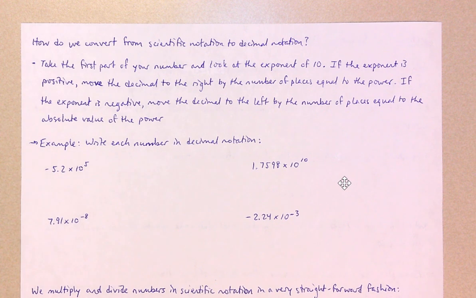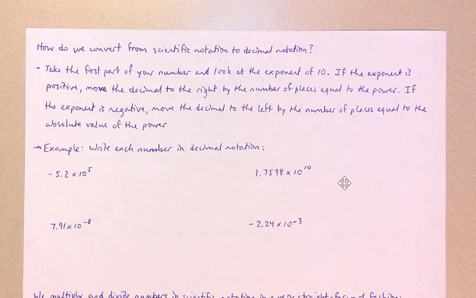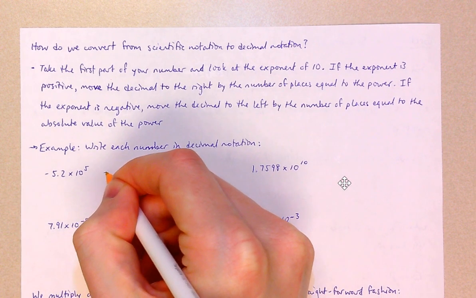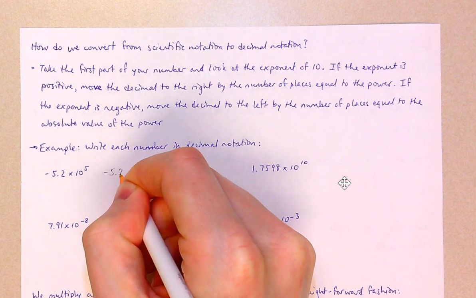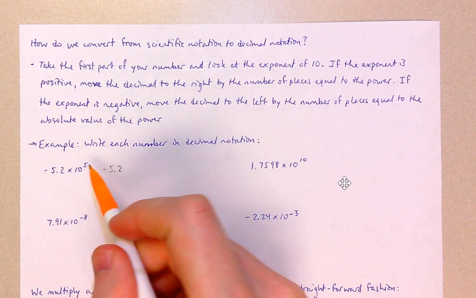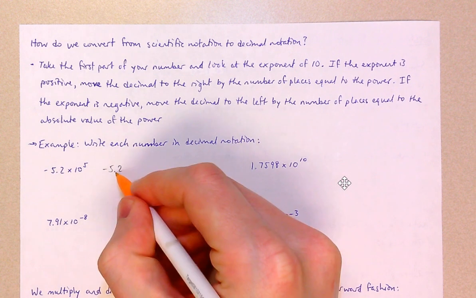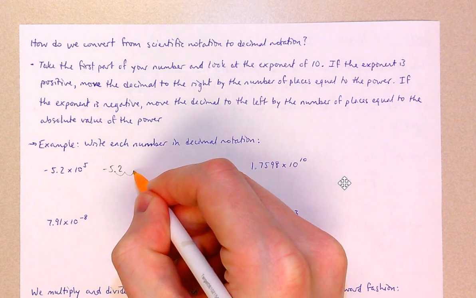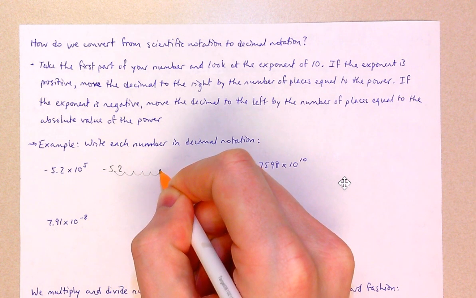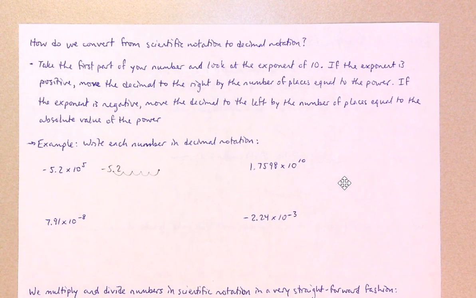So first of all, negative 5.2 times 10 to the 5th power. All right, I'm going to take that number and I'm going to move the decimal. I'm moving it to the right because my exponent is positive, and I'm moving it to the right 5 places. So 1, 2, 3, 4, 5. And my decimal point is now going to be there.